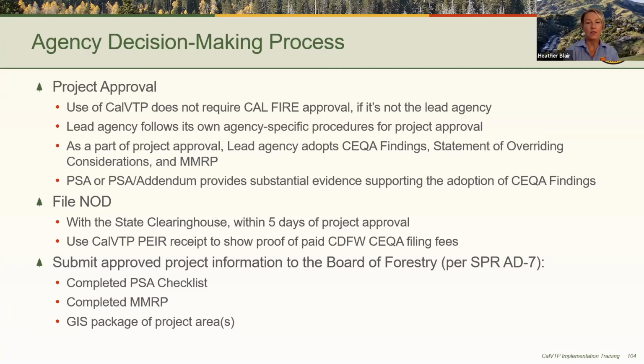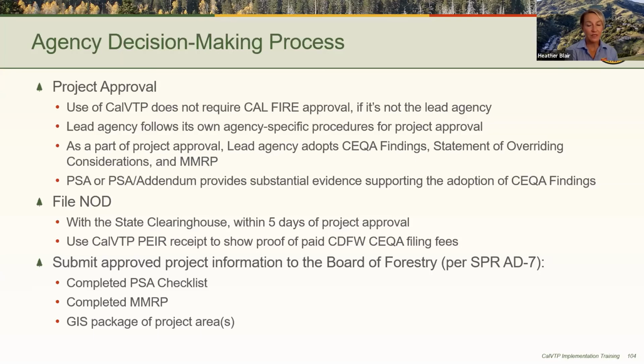So for the 2 example projects that we've used in this training, we adapted the notice of determination form from Appendix D of the CEQA Guidelines to better address the approvals and information for a within-the-scope finding or an addendum to a program EIR. And these are available on the CalVTP webpage for your use.